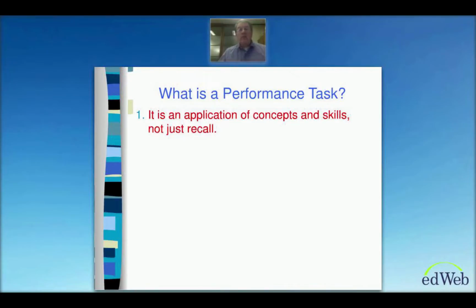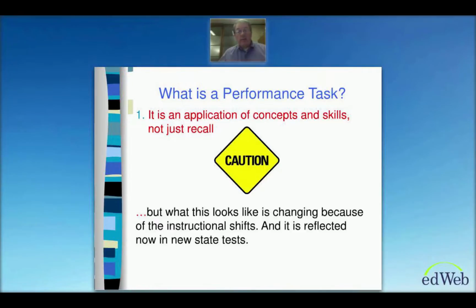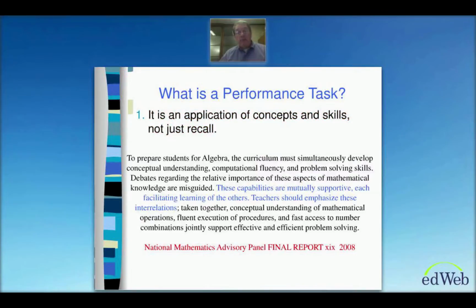So number one, it's an application of concepts and skills. It is not just a recall type item. But what this looks like is changing a lot, and much of it is because of the instructional shifts that are taking place in mathematics right now. So I just want to take a stroll down the math memory lane for a few minutes.